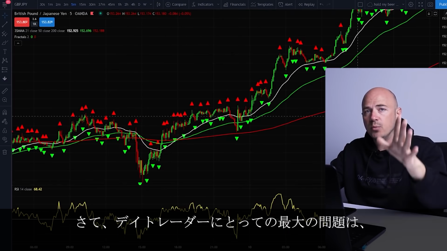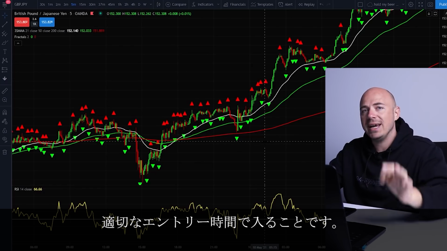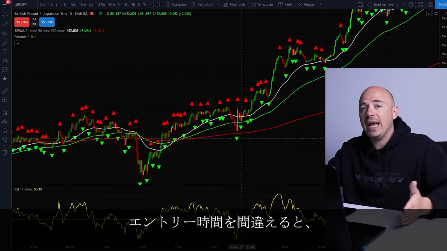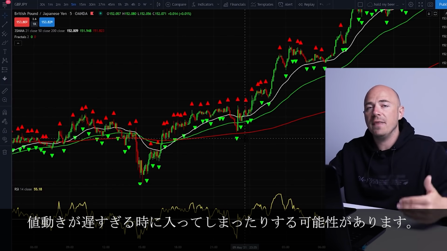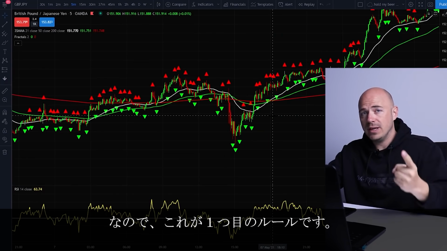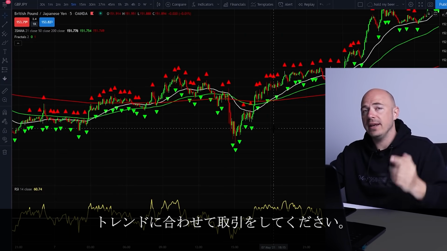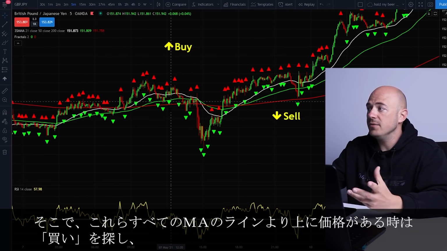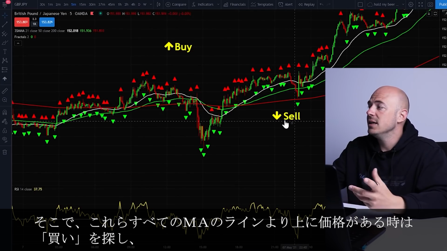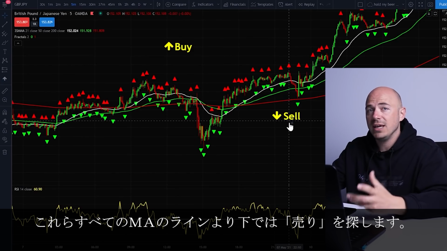Now, the biggest problem with any day trader is getting the right entry time. If you get the wrong entry time, you could be sitting in a period of consolidation, or you could have gotten the move too late. So that is rule number one. You have to trade with the trend, above the moving averages or below the moving averages. So above all of these lines, you're looking for buys. Below all of these lines, you are looking for sells.